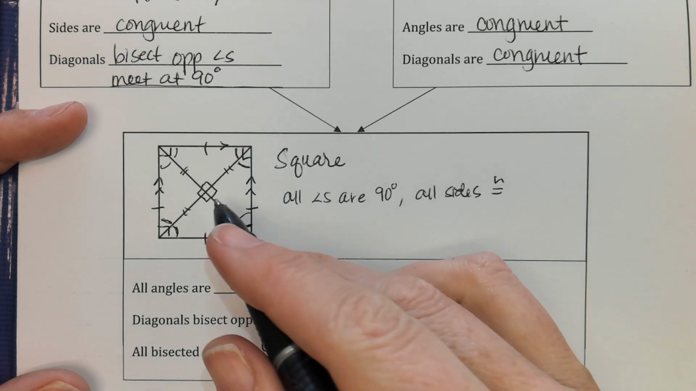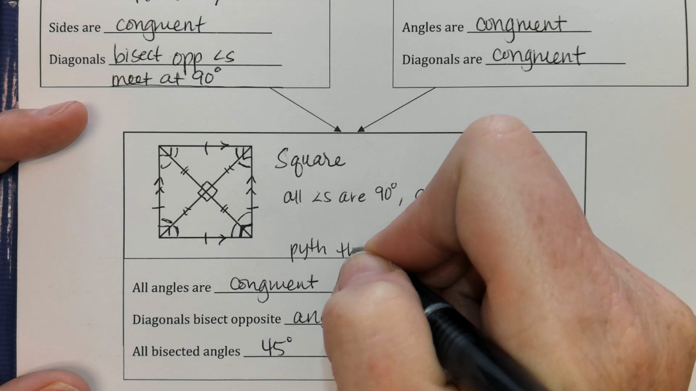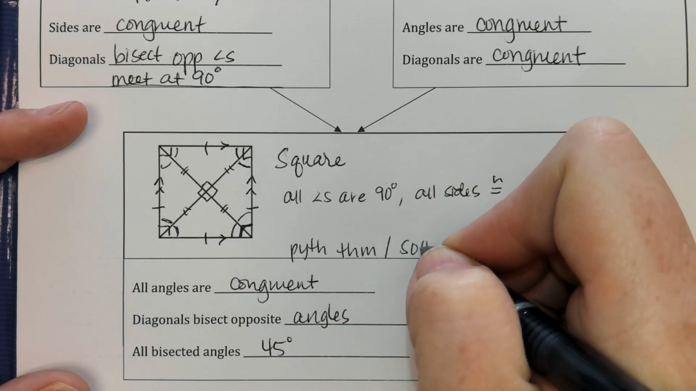And then that might be about it. But since you've got a 90 in the middle, this will also bring back Pythagoras' theorem and SOHCAHTOA.